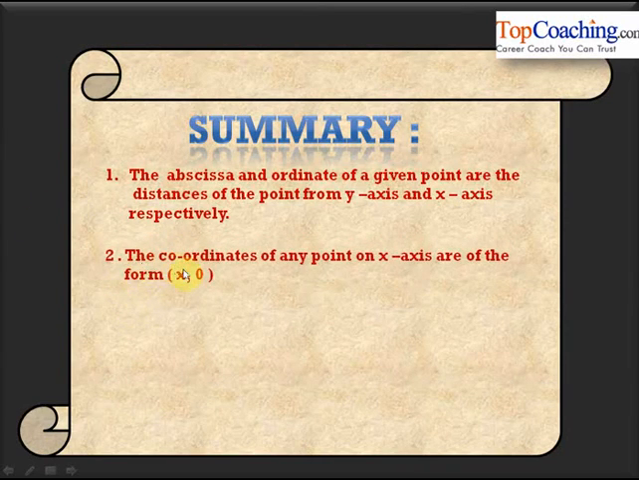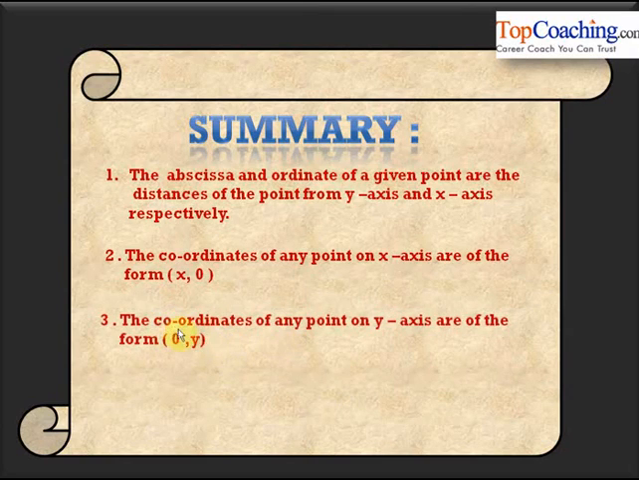The second is the coordinates of any point on the x-axis are of the form (x, 0). Why? Because the ordinate or the y-coordinate of such a point would be equal to 0, and so the coordinates of any point on the x-axis are of the form (x, 0). The third is the coordinates of any point on the y-axis are of the form (0, y). So if any point lies on the y-axis, then of course the x-coordinate of such a point would be equal to 0, and thus the point would be of the form (0, y).